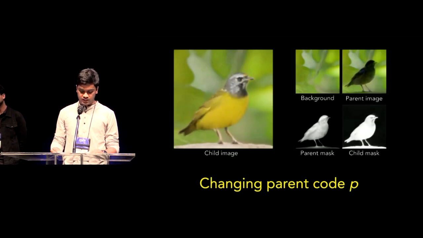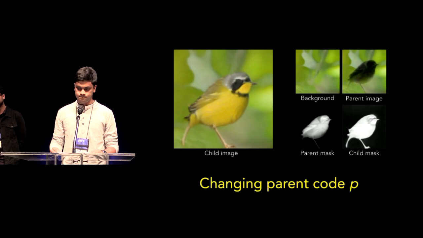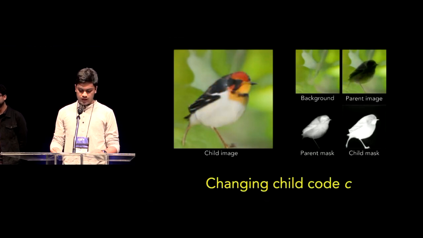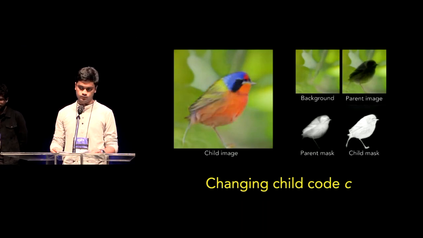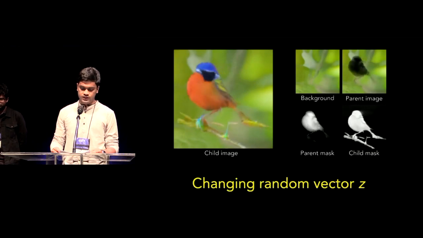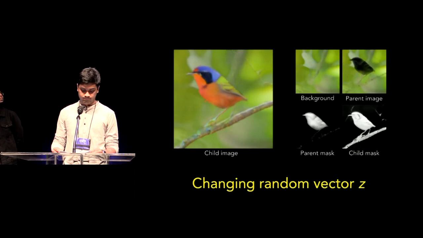Now, we're changing the parent code, which only changes the shape of the bird. We now change the child code, which only changes the color and texture details of the bird. Finally, we change the noise vector, which only changes the pose and viewpoint of the bird.